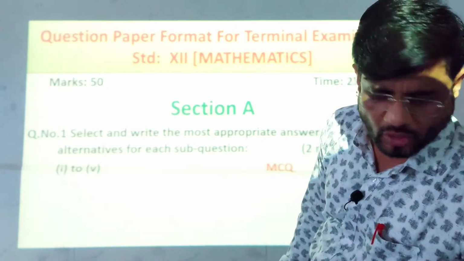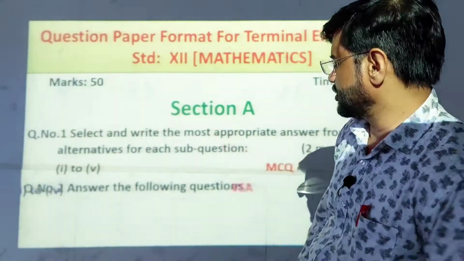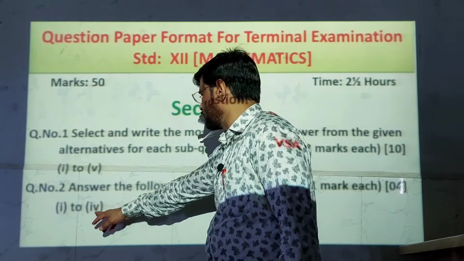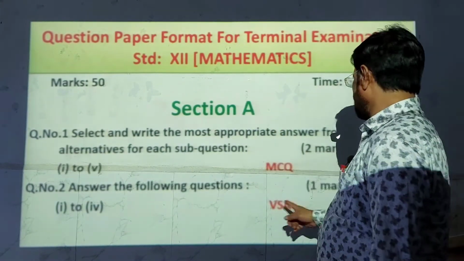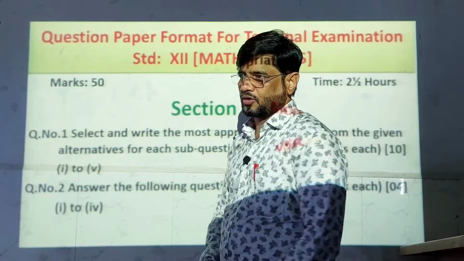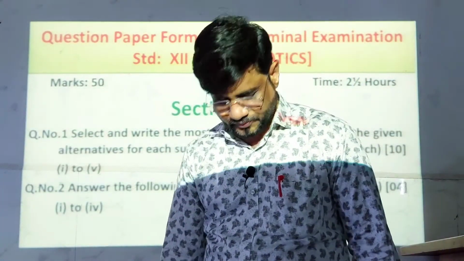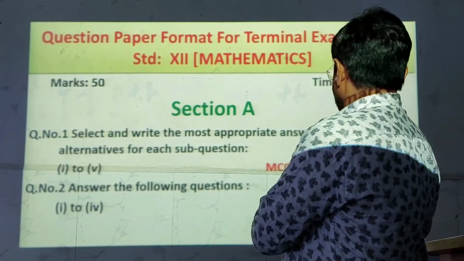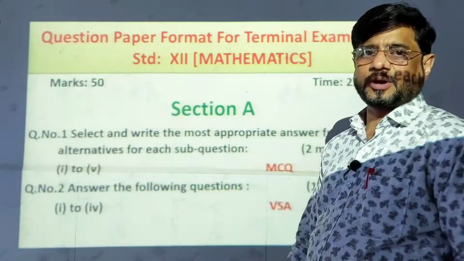And question 2 is also compulsory. Question 2 contains 4 questions having 1 mark each. So total marks are 4. 10 plus 4, 14, means for the terminal exam, the compulsory part is 14 marks.